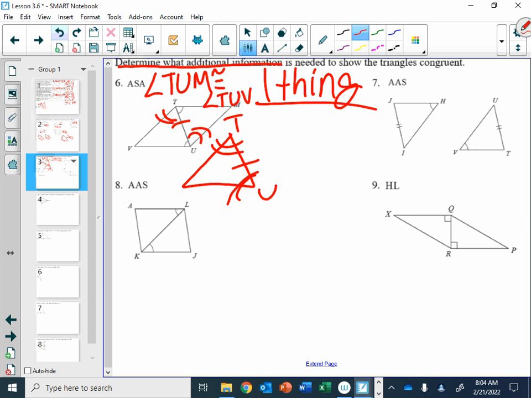So notice, if I break these triangles apart, I have angle T, this side, and so if you ever need to, break apart the triangles and redraw it. Do whatever works for you. Draw all over these triangles. I don't care. Do what makes sense to you. So I've got an angle, side in between, and an angle, so now I can say it's angle, side, angle.